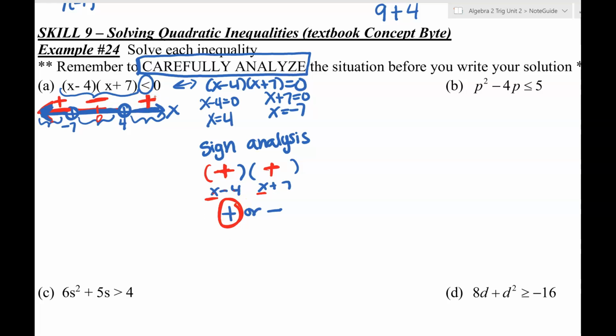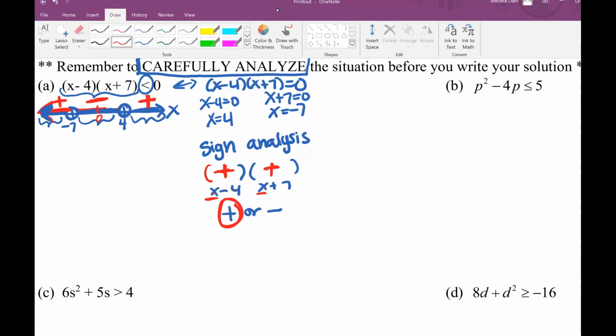Okay, so here's my sign analysis. My weird looking number line is now telling me, here's what you get when you plug in these x's. X is smaller than -7, you get positives. At -7, it's equal to 0. X is between -7 and 4, you get negatives. At 4, it's equal to 0. X is bigger than 4, you get positives.